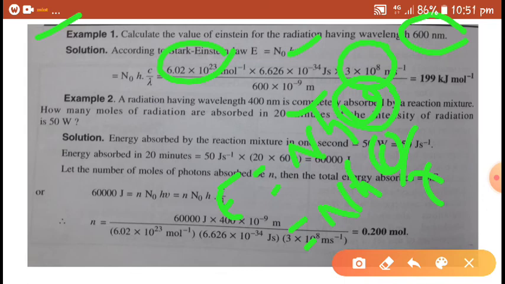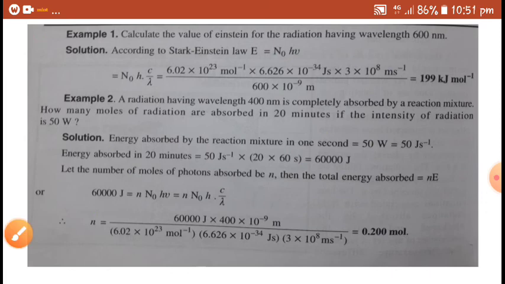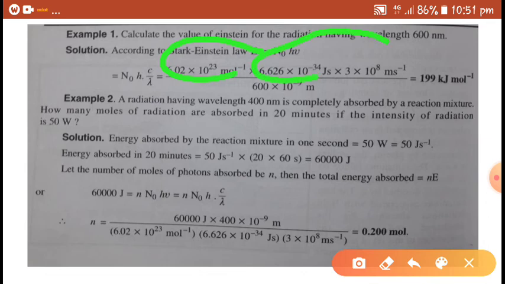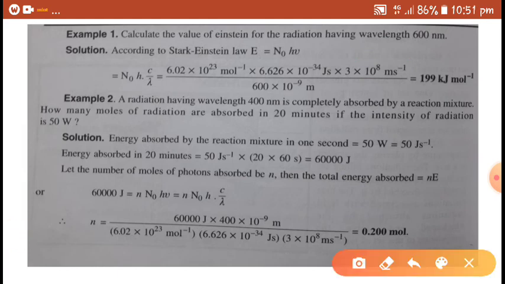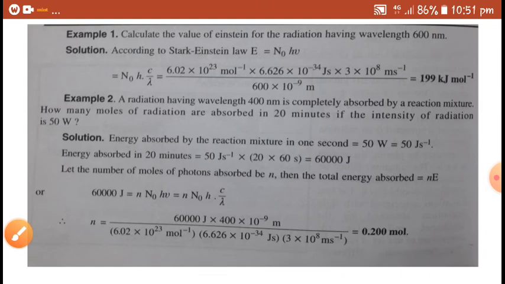It is given in the data itself that the wavelength is 600 nanometers. Nano means 10 to the power of minus 9 meters. So if we put all these values in this equation, we get the value of Einstein energy. We know all these values except lambda, which is given in the problem itself, so we can calculate the value of E.